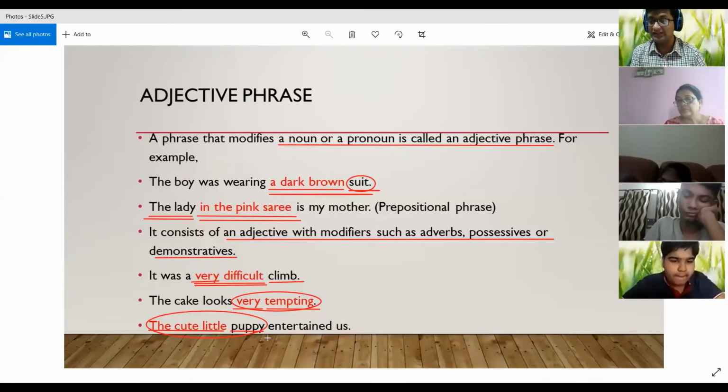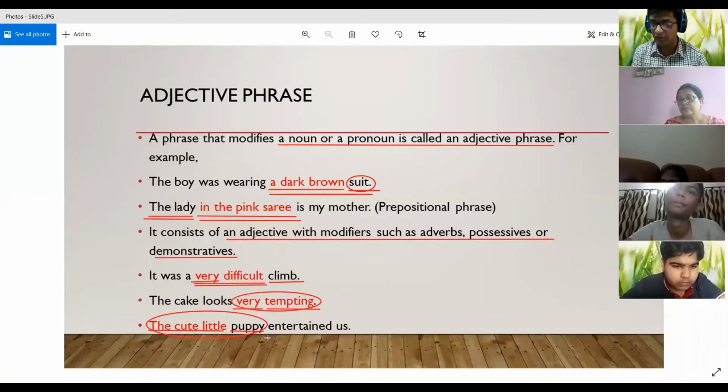So we are going to say the cute little puppy entertained us. So in this case, the cute little puppy will start acting as a noun. But if we only consider the cute little, then it will describe how the puppy was, right? So it is answering two totally different questions, right? A noun phrase is answering who entertained us, and an adjective phrase is answering how the puppy was.